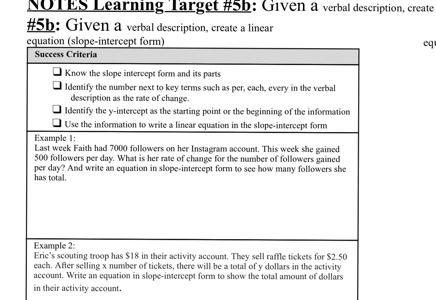Slope-intercept form is y equals mx plus b. Again, we're going to be using that all through learning target 5. Now we're going to identify the number next to the key terms. These are our key terms if you have your highlighter here. Our key terms are per, each, every. Wherever we have a verbal description, our rate of change is identified by these key terms: per, each, and every.